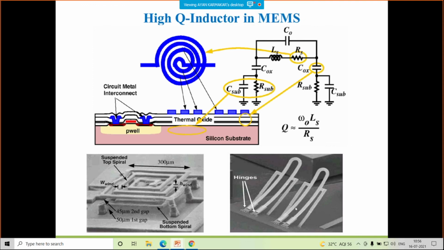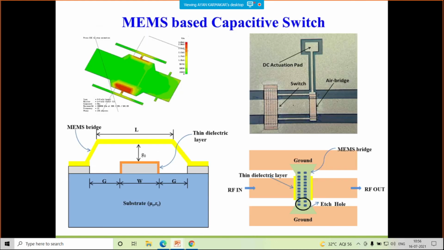And people have demonstrated inductors like that also, where you can understand how high Q can be achieved for the inductors. And coming to the very primitive component of this silicon RF technology, it is nothing but a MEMS switch, and this MEMS switch can be of different types.